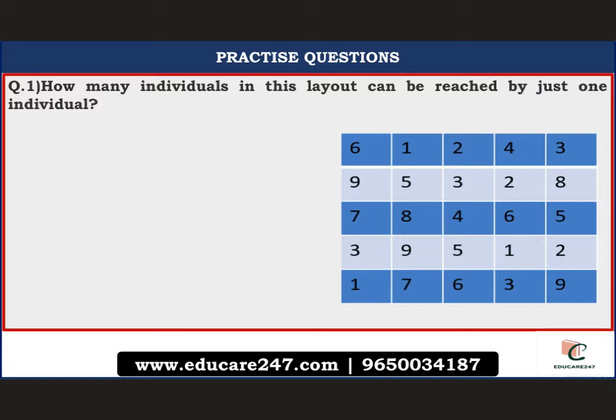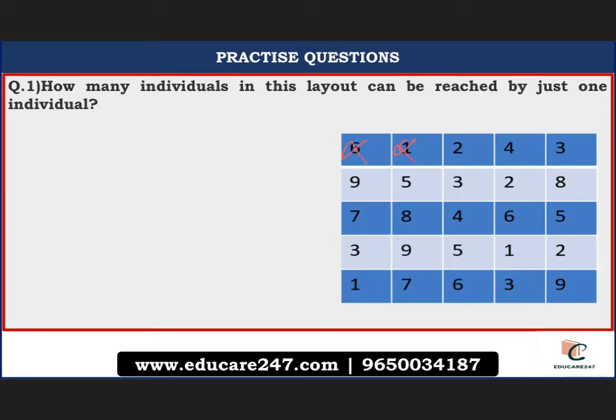So let us check for 6. 6 can be reached by 1. All right, and 6 can be reached by this 2 also, all right, because only 1 is there in between, so it can be reached by this 2 also, so this is out, all right. 1 cannot be reached by anyone because this is already lower in height than everyone else, cannot be reached, right, this is out.